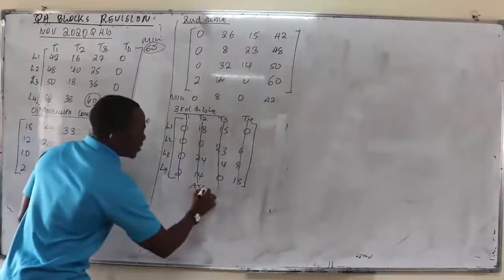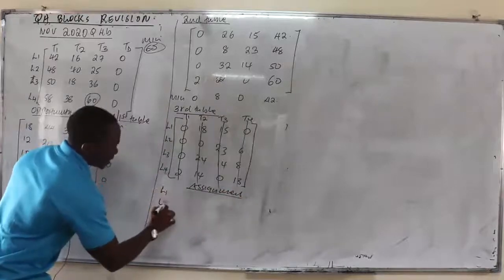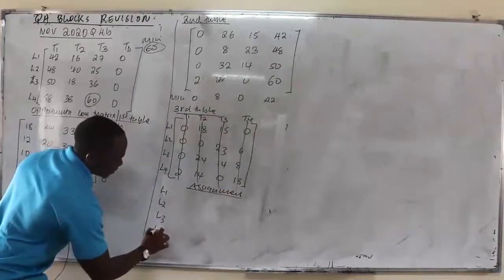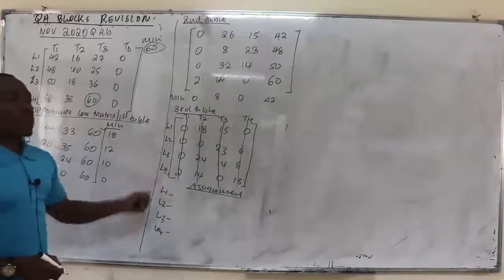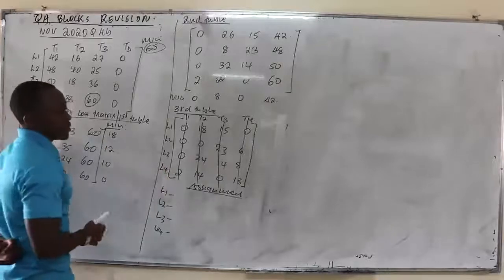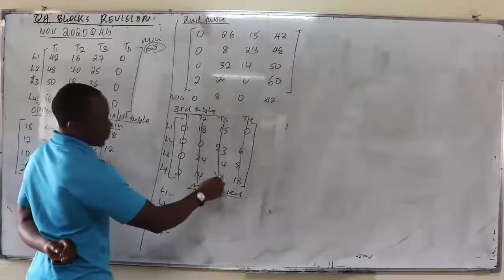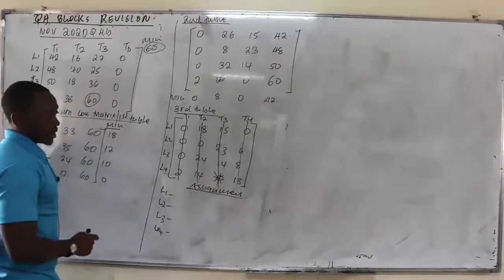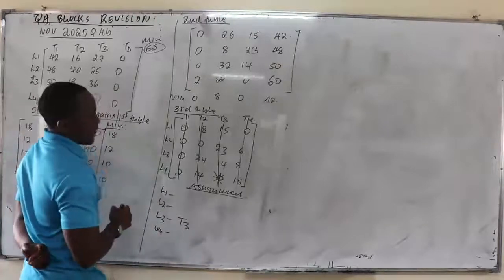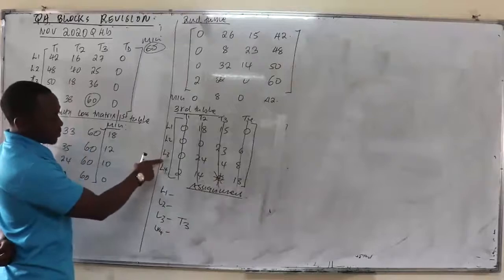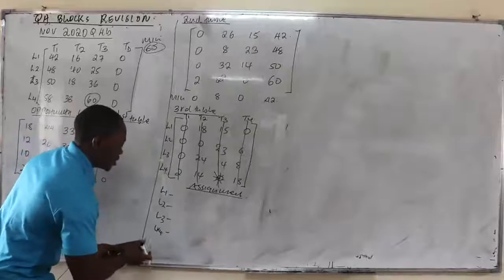So how will be our assignment? Our assignment, lecture 1, lecture 2, lecture 3, lecture 4. Who has a unique 0? You have lecture 4. Are you together? Lecture 4 has only the option of doing topic 3. Are you together? So lecture 4 is the one taking topic 3.